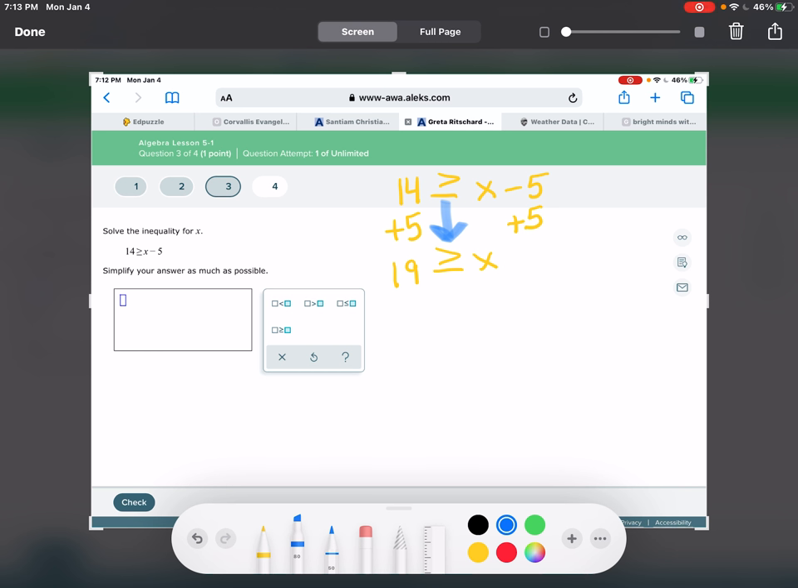It is important. Okay, so another way of writing this answer is to put the x in front. And remember that we're going to keep that point pointing at the x if we turn it around, and this would be the same answer. Both of those mean the same thing. 19 is greater than or equal to x, or x is less than or equal to 19.